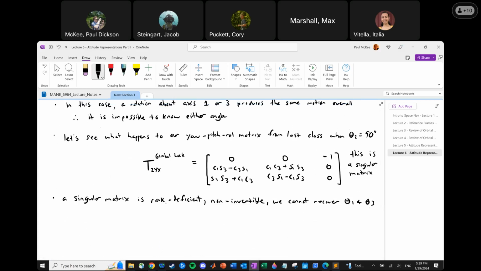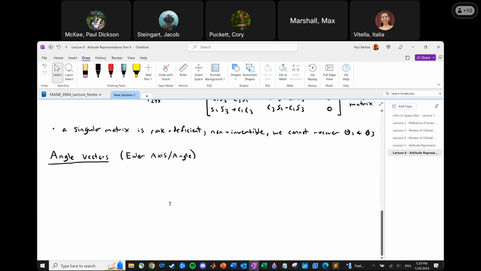All right, so next is what I call angle vectors, which is also sometimes referred to as the Euler axis angle. There's already something called Euler angles, so I feel like Euler axis angle is a bit confusing, so I'm going to call it angle vectors. All right, so moving on to a different discussion point here.